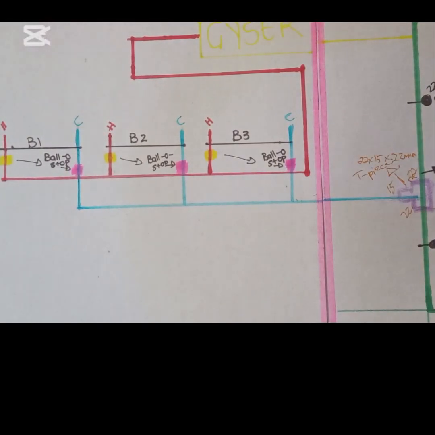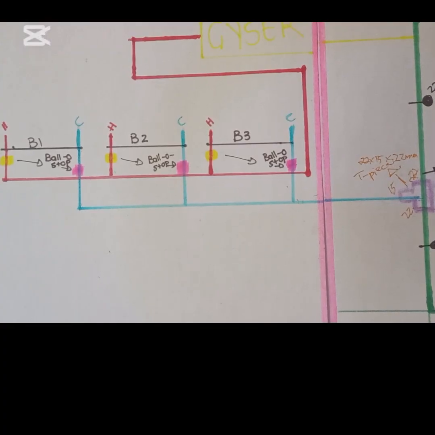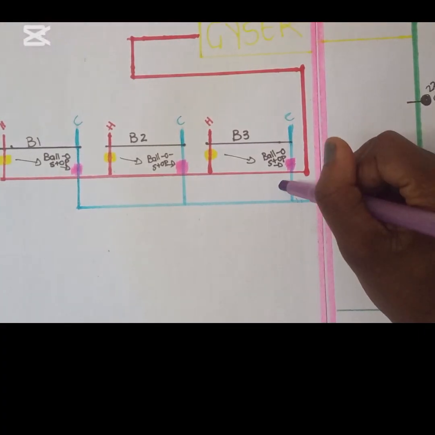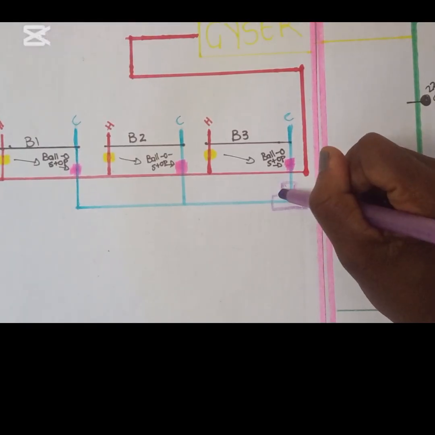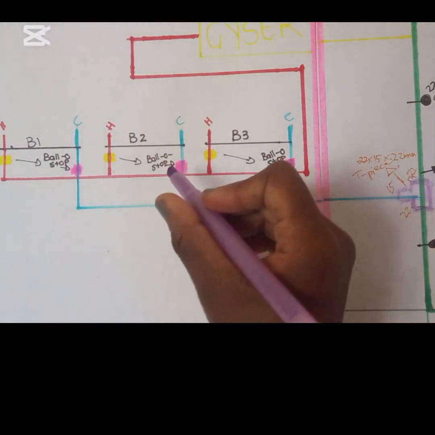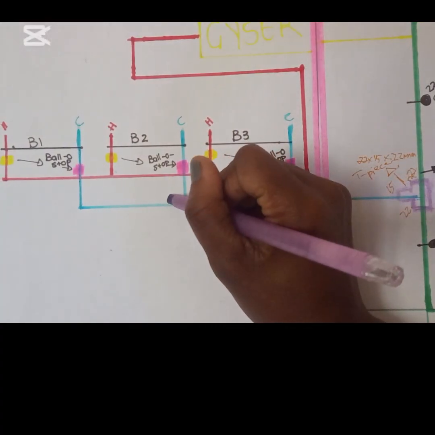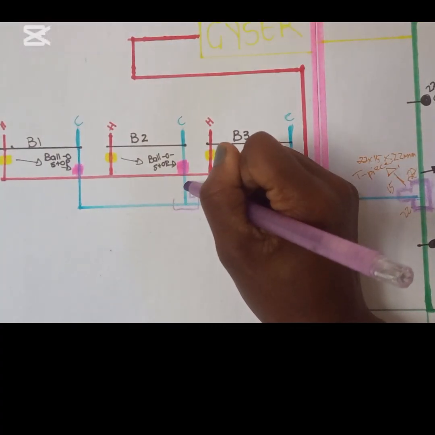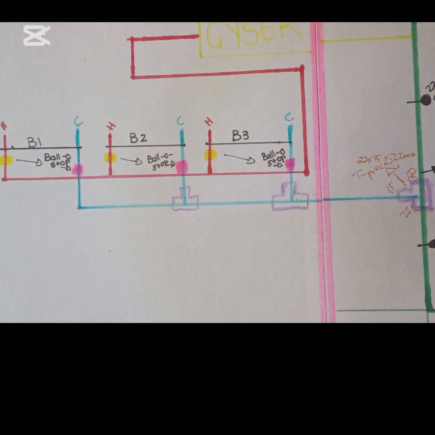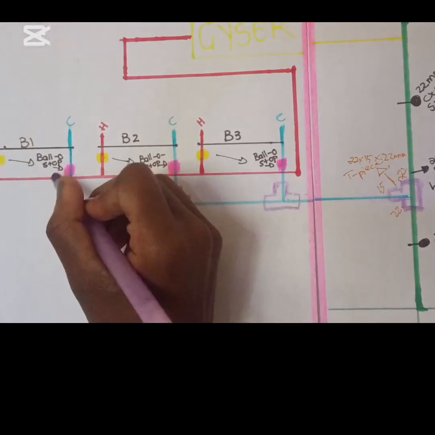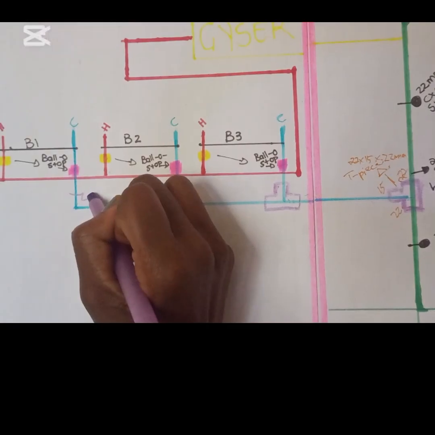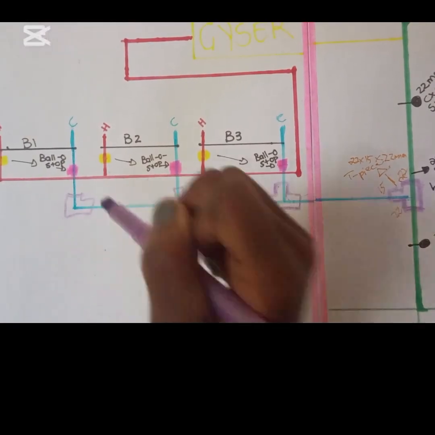Here you need another T. We're still on cold water. You need another T. Why do I need a T here, ma'am? You need a T here because you still need your tabs to go and supply in another place, meaning you'll need a T here. This is your 22 millimeter T, 15, because you have already reduced.